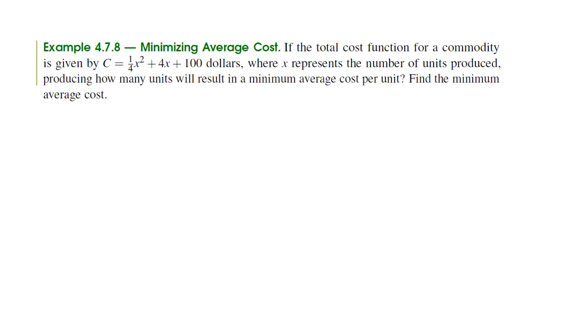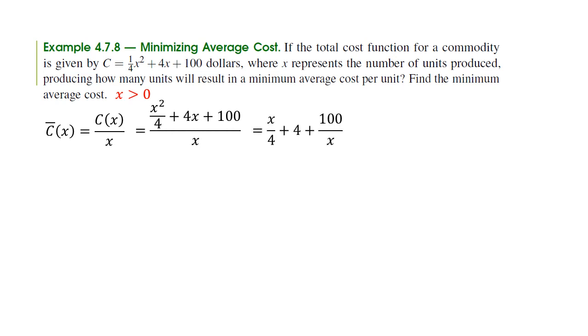For this example, the total cost function is given by C equals 1/4 x squared plus 4x plus 100. Find the number of units which produce the minimum average cost per unit, and find the minimum average cost. From the total cost C, we find the average cost C bar, which equals C divided by x, so x must be greater than 0 only. Then we divide each term by x, and we have x over 4 plus 100 over x.